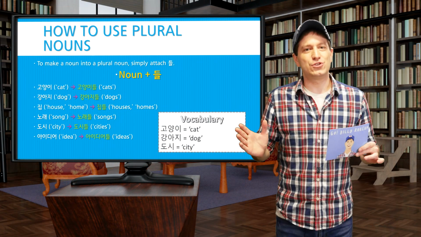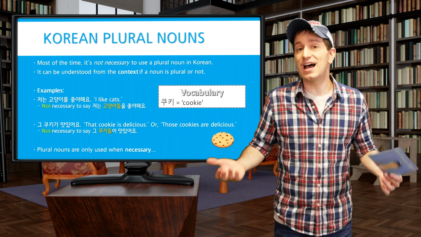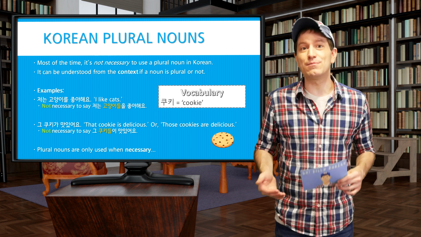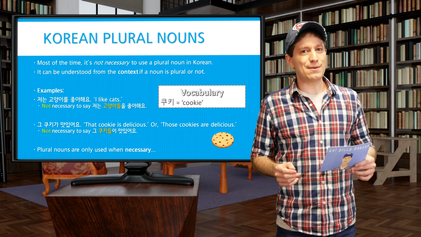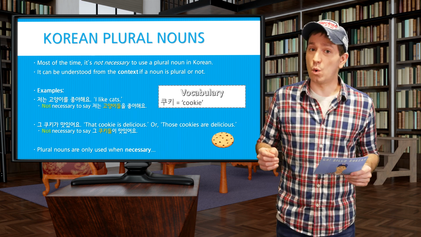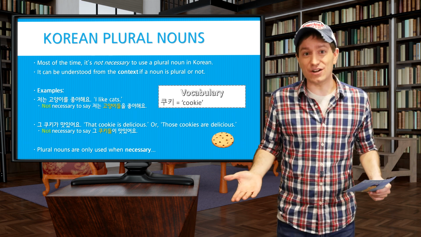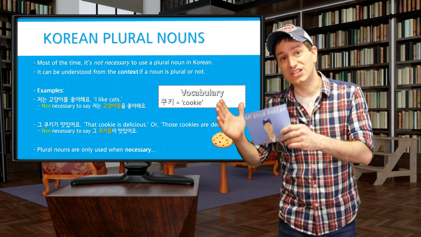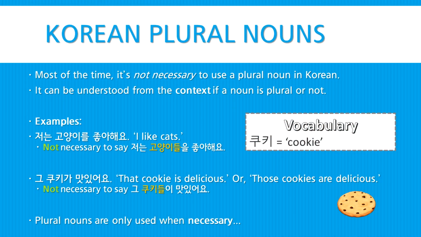And also, you don't even need to use plural nouns in Korean most of the time. It can be understood from the context whether a noun is plural or not. For example, take this sentence. 저는 고양이를 좋아해요. I like cats. Well, it's not necessary to say 고양이들, cats, because it can be easily understood by the context that you're talking about cats.